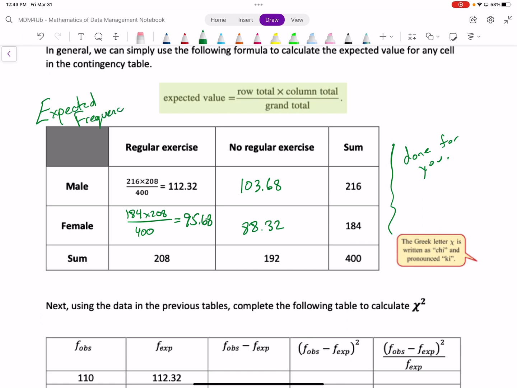So if my two variables were independent, meaning there's no relationship between gender and working out, I would expect roughly the same proportionate numbers for the two. These are the numbers that, in a perfect world, I would expect to see if they were independent.